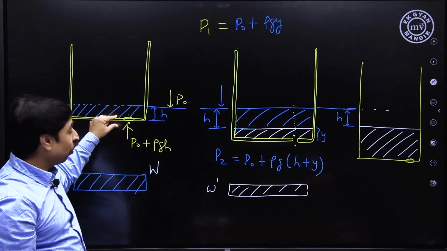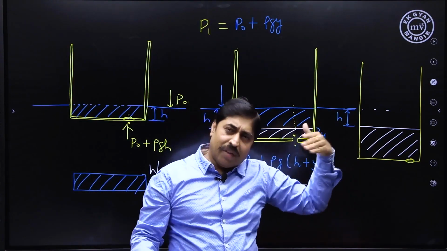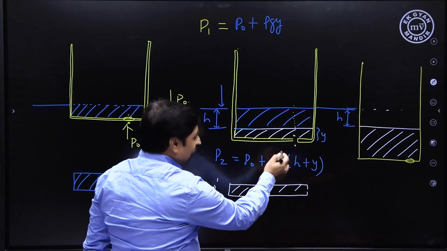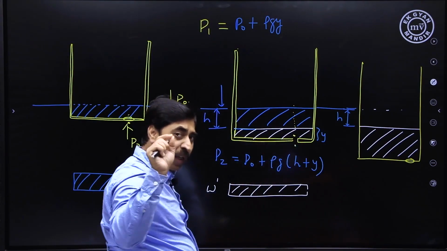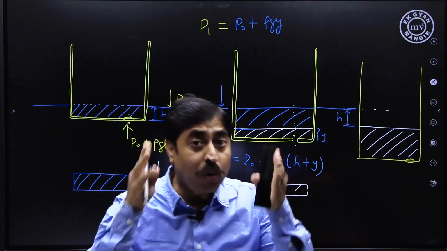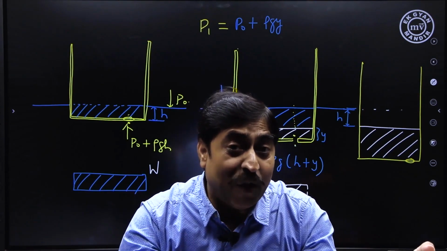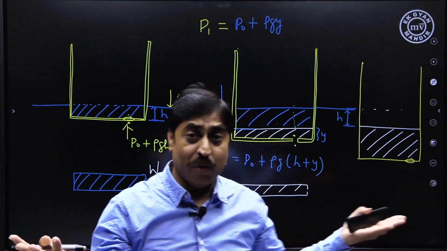So initially it is rho GH. Right now it is rho GH. After some time it is again rho GH. So the pressure difference between this point and this point being the same, the water will enter the boat at a constant rate. There is no change in the rate of water flow into the boat.